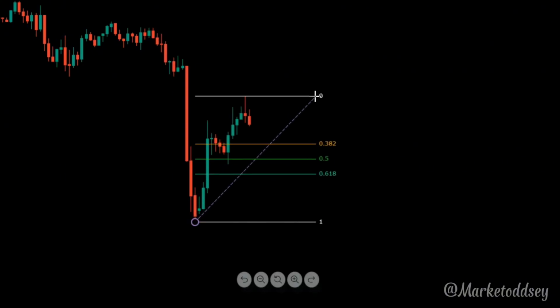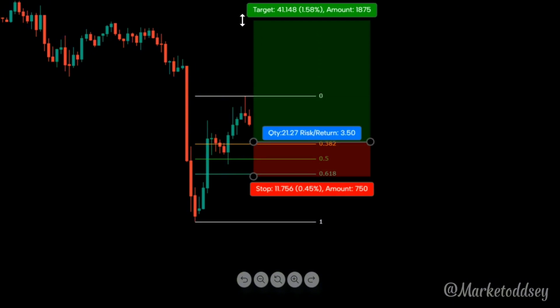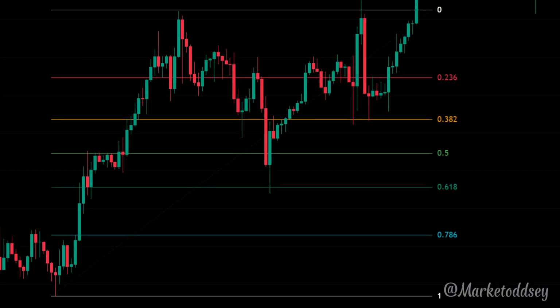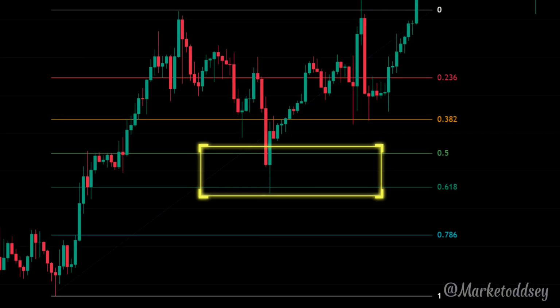Many traders make the mistake of focusing solely on the 0.382 level, expecting trends to stay strong. However, markets rarely move in straight lines. The golden zone, 0.5 to 0.618, offers a more reliable area to plan entries, as it balances probability and reward.